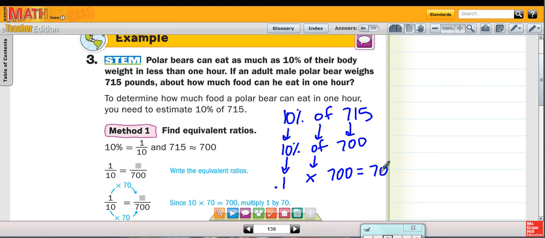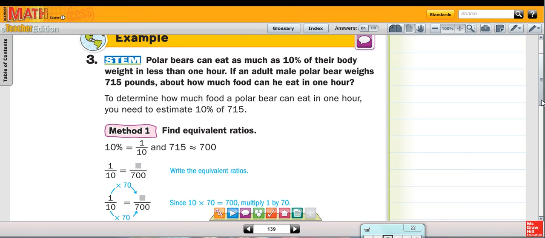Could we have done a mental math thing there? Why? Because it was 10%, right? You could just move the decimal over one spot in 700. Okay, look at our got it.